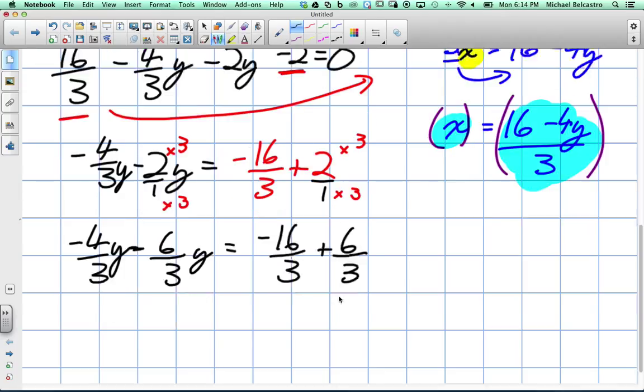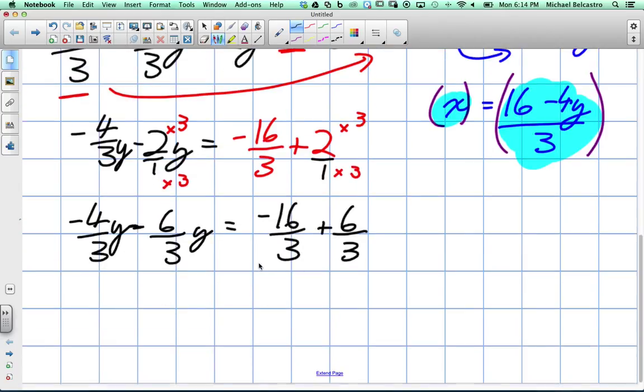Perfect. Now, we know everything's going to be over 3. So we have to take negative 4y minus 6y. Do you know what that will become? It won't be positive, it'll be negative, but it is 10 over 3y because they're both negatives, okay? So we have negative 10 over 3y is equal to, and when we combine negative 16 and 6, do you know what that will be? Yeah, negative 10. And it's over 3 again.